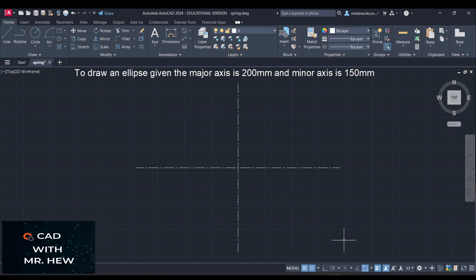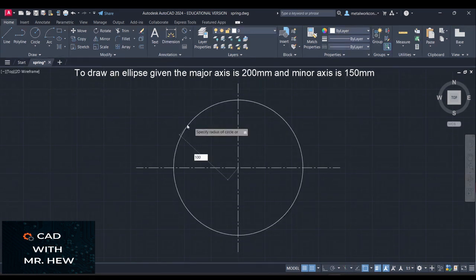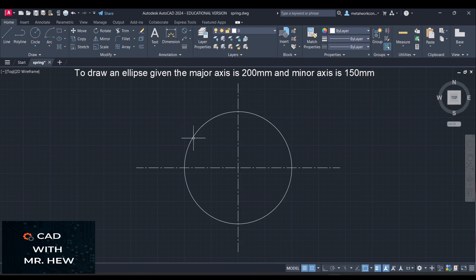We're drawing an ellipse where the major axis is 200 millimeters and the minor axis is 150 millimeters. So what we're going to do is draw two circles, one for the major axis and one for the minor axis. Here's the first circle. We're going to draw the second circle for the minor axis. So we're going to enter the radius.